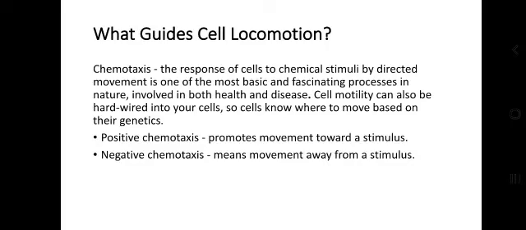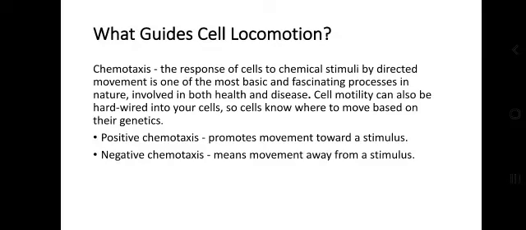What guides cell locomotion? Chemotaxis, the response of cells to chemical stimuli by directed movement, is one of the most basic and fascinating processes in nature, involved in both health and disease. Cell motility can also be hardwired into your cells, so cells know where to move based on their genetics. Positive chemotaxis promotes movement toward a stimulus. Negative chemotaxis means movement away from a stimulus.